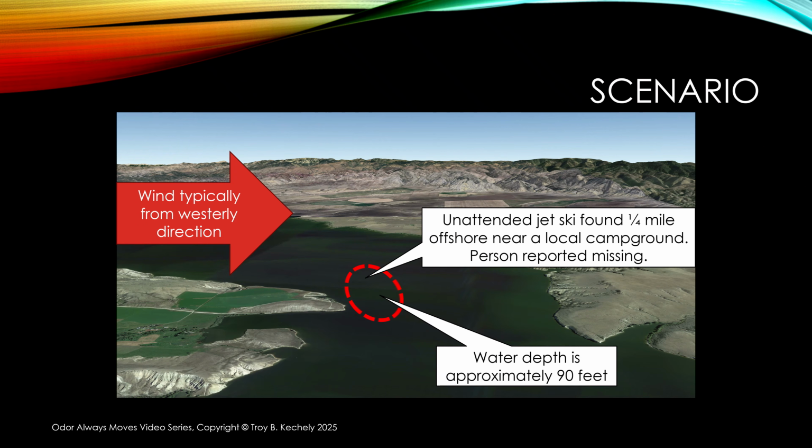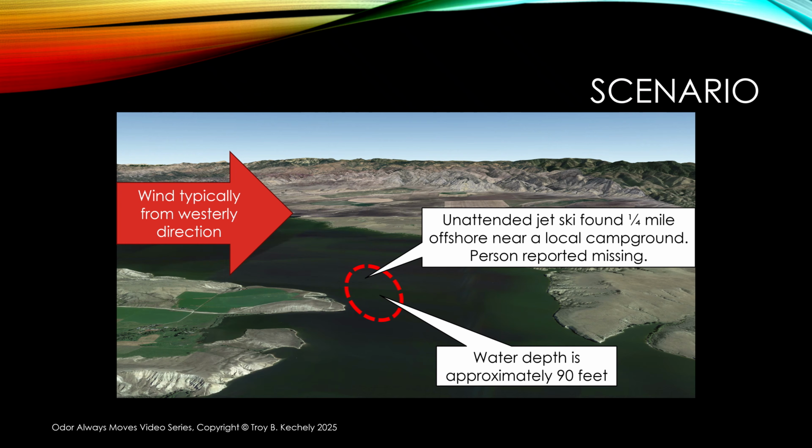Now, for this video, we're going to use a scenario to demonstrate what I'm talking about. In this particular one, this is based at a large reservoir, Canyon Ferry, which is not far from where I live, but it's on the Missouri River, so it's a massive reservoir. It's about 30 miles long, and the water depth at a particular location that we're going to be using is about 90 feet. That'll come into play in a little bit.